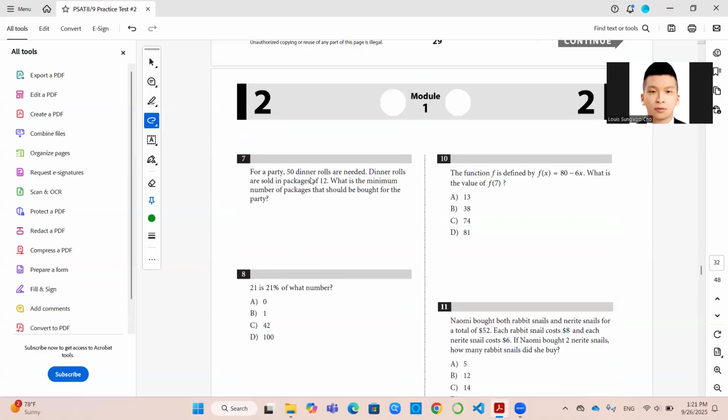For a party, 50 dinner rolls are needed. Dinner rolls are sold in packages of 12. What is the minimum number of packages that should be bought for that party? So 12x, and 50 are needed. So x is greater than or equal to 4.2. So 5. The reason we cannot have 4 is because 4 is not greater than or equal to 4.2. So what's the next integer that's greater than or equal to 4.2? 5.